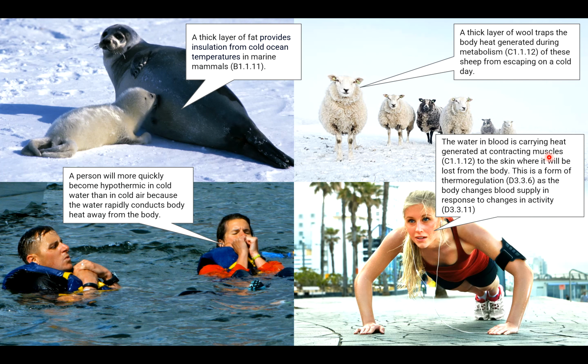The water in blood is carrying heat generated at contracting muscles to the skin, where it will be lost from the body. And this is a form of thermoregulation as the body changes blood supply in response to changes in activity. So you will release lots of heat to maintain or control the temperature.